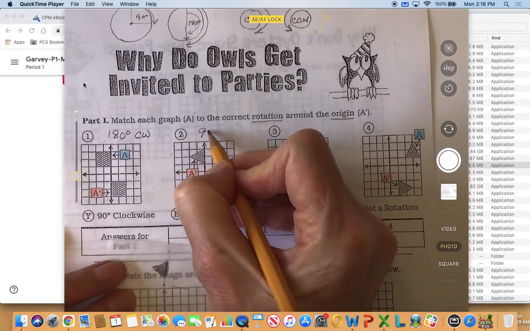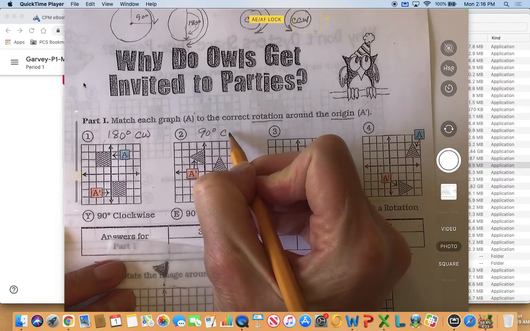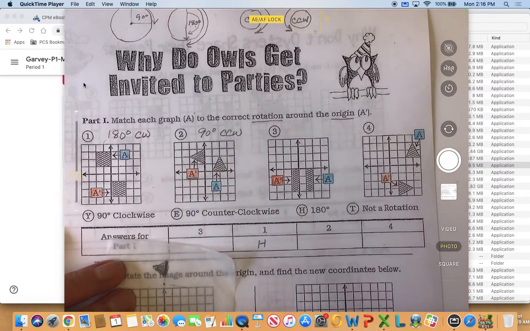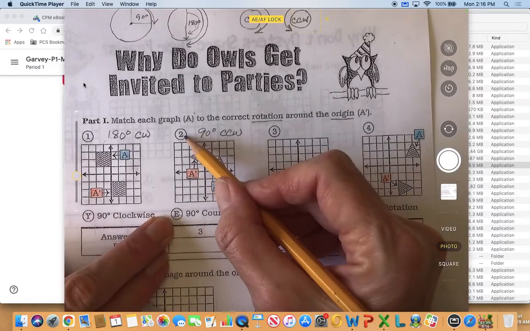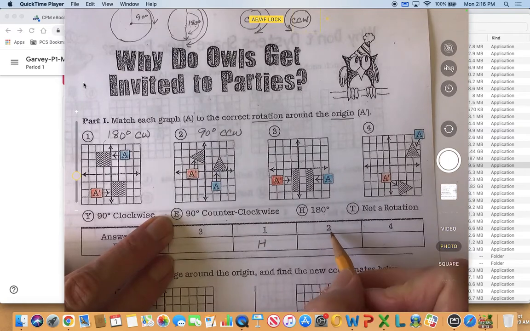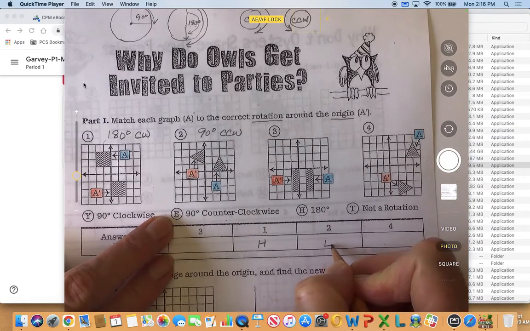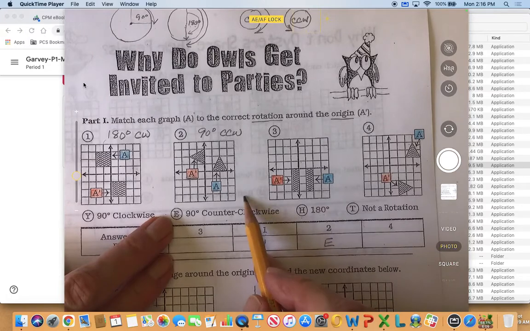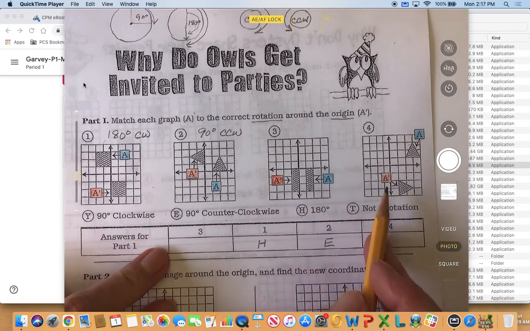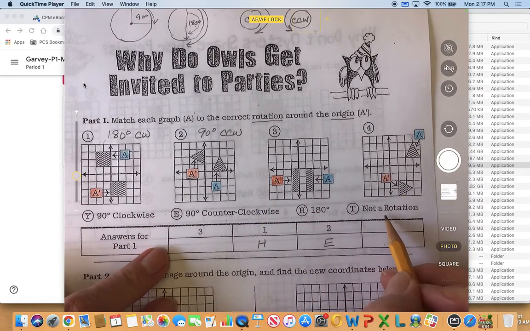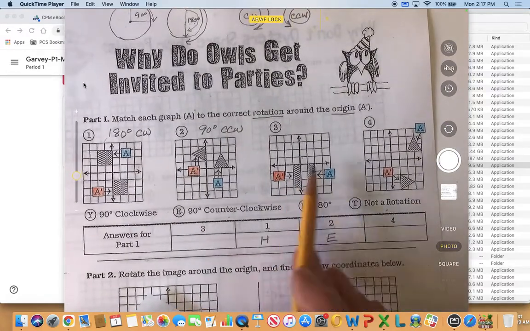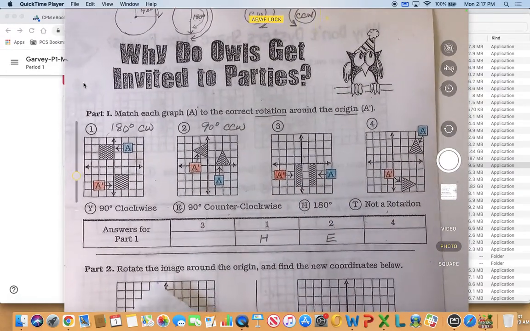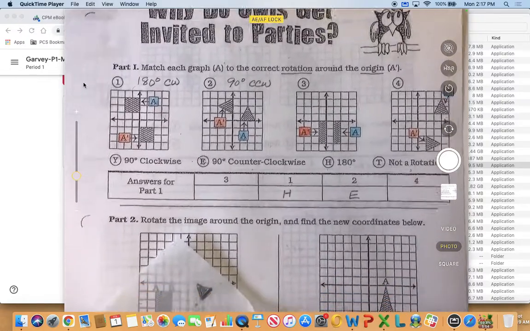So I'll write that up here: 90 degrees counterclockwise. All right, so that's right there. That's E. So we've got 2 and E, and I'll find the 2 over here and put E on here. So you'll do the same thing with this and this. And remember, one of these possibilities is not a rotation. So you might do one of these two and find out that you can't get there with a rotation.